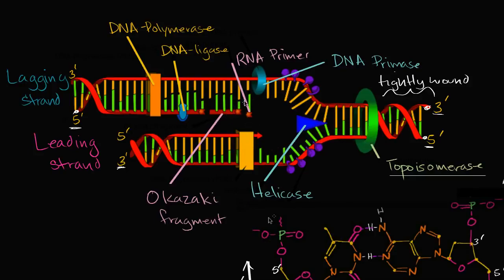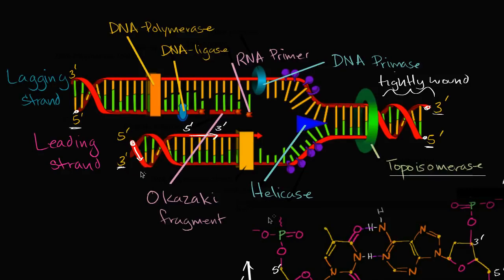Because as I mentioned, you can only add nucleotides going from the 5' to the 3' direction. So this strand on the bottom right over here, which we will call our leading strand, this one actually has it pretty straightforward. Remember, this is the 5' end right over here, so it can add going in that direction. It can add going in that direction right over here. This is the 5' to 3'.